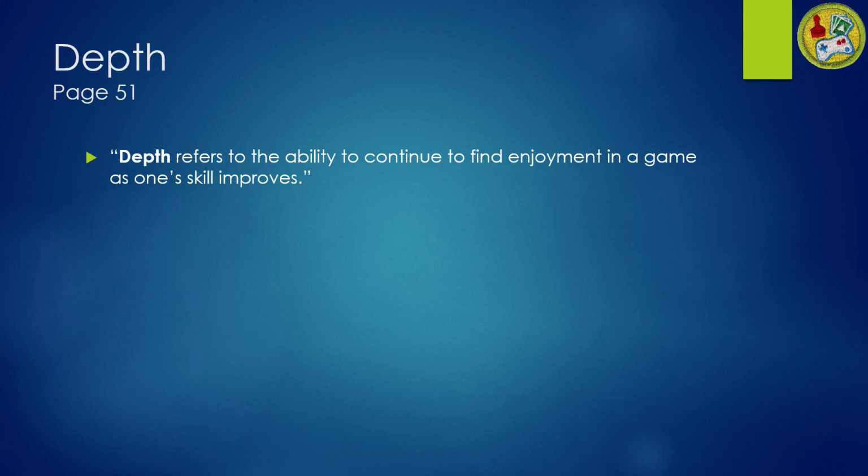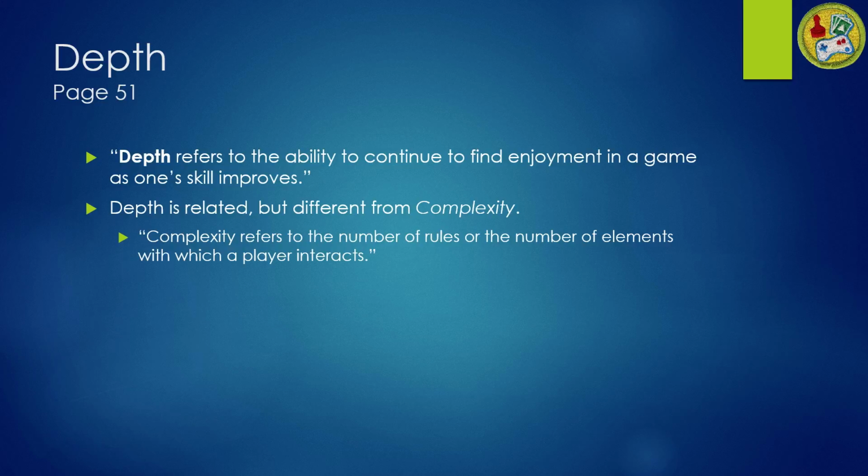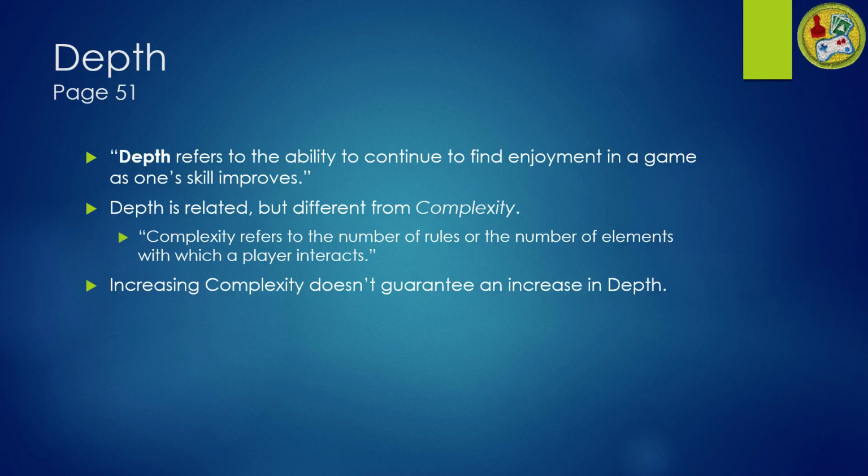Okay, we're at the halfway point now. Depth is found on page 51. Depth refers to the ability to continue to find enjoyment in a game as one's skills improve. The book mentions that depth is related to complexity, but is different. Complexity refers to the number of rules or the number of elements with which a player interacts. Increasing complexity doesn't mean you are increasing the depth of the game, though.